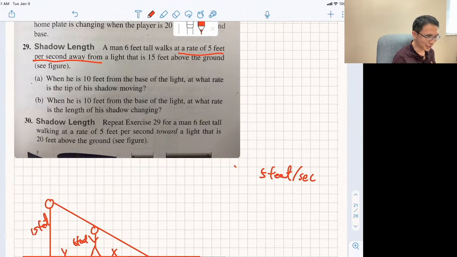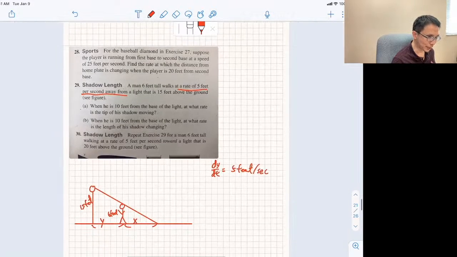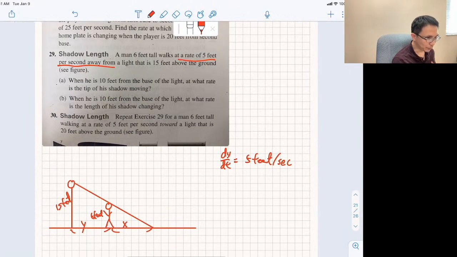Okay, so it is dy dt, because the y is changing. The x isn't changing? We don't know yet. So what we're gonna do is think about those relationships. What would be a relationship I'm forming? The relationship is using similar triangles.